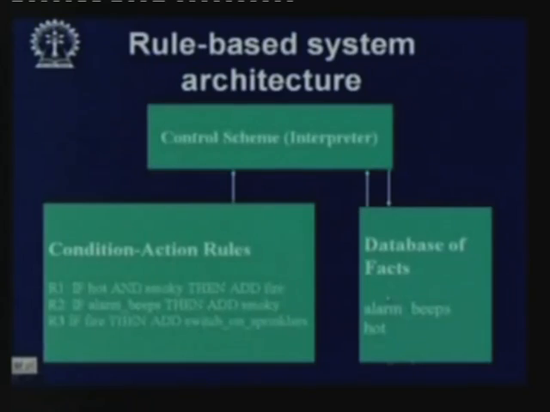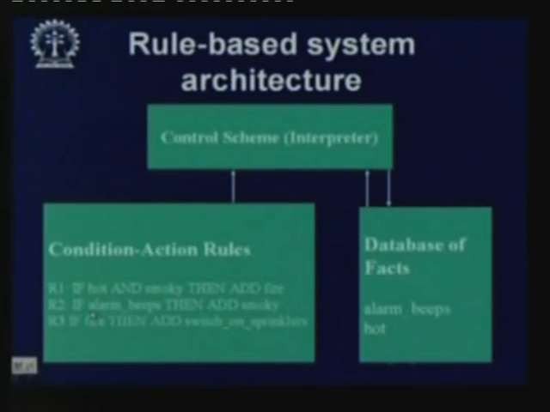And what is there in the fact base? Alarm beeps and hot. So, there are two facts. Now, let us see. What will this control scheme do? It will look at these rules. Now, which rule is enabled? I can see also hot. So, this rule has this antecedent satisfied: if hot, yes, true. And smoky, well, I do not know anything about smoky here in my database of facts. So, I cannot say that it is smoky. So, hot is true, but smoky is false. So, the antecedent part of this rule is not completely satisfied. So, this rule does not apply.